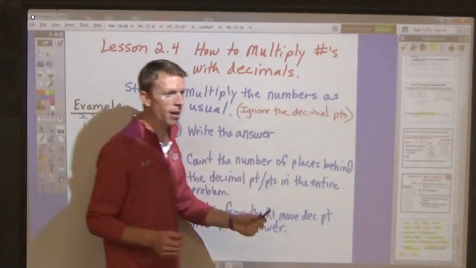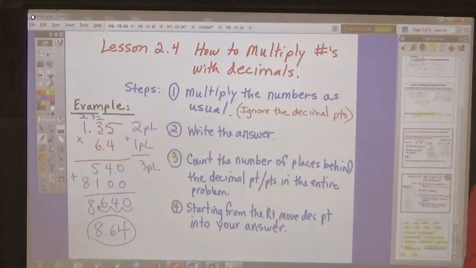And when you're multiplying the numbers for the first time, do you need to come sit up here? Yes, I do. Come over here.